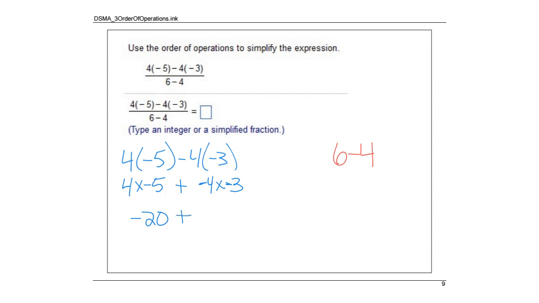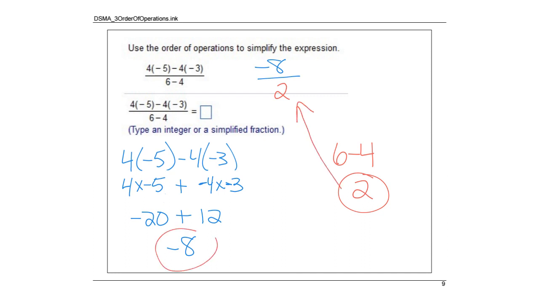Then I have negative 4 times negative 3 gives me a positive 12. Negative times a negative gives a positive. And that leaves me with negative 8. So negative 8 goes on top. Then on the bottom, we just have 6 minus 4, which is 2. So I'm going to put 2 on the bottom. Negative 8 goes on top. And then we need to clean that up. So negative 8 divided by 2 would be negative 4.